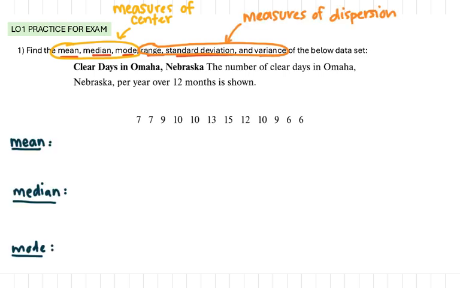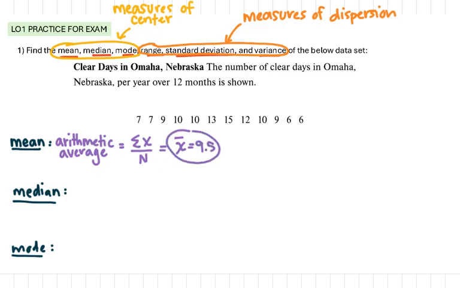Let's start with the mean. The mean is the arithmetic average, and you calculate that by adding all of the given data points and dividing by the number of data points there are. So we would put in our calculator 7 plus 7 plus 9 plus 10 and so on all the way to the end, and we would divide by the fact that there were 12 data points: 1, 2, 3, 4, 5, 6, 7, 8, 9, 10, 11, 12. Once you plug all that in your calculator, we use this symbol for mean, and we would get a mean of 9.5.